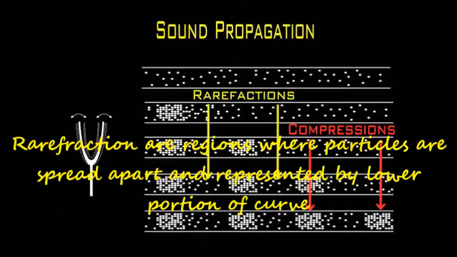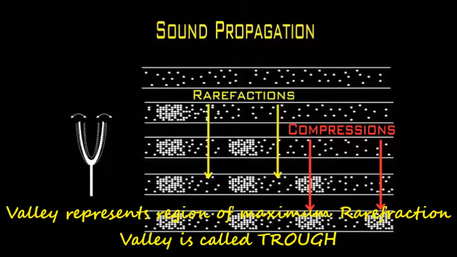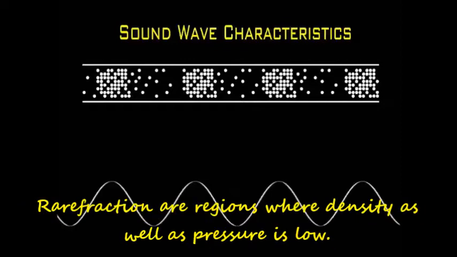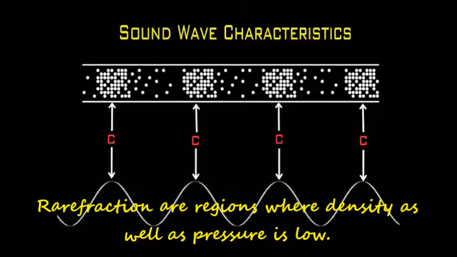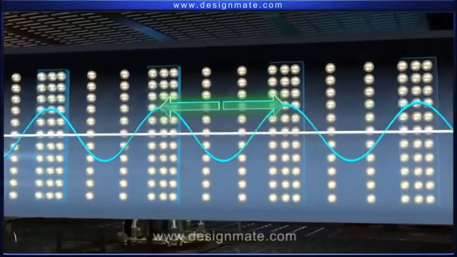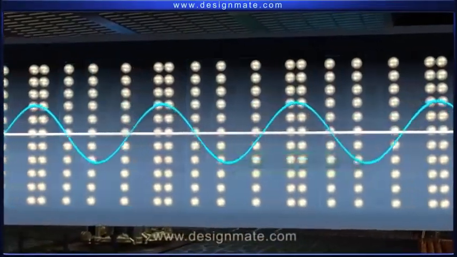There are regions where the particles are compressed together and other regions where the air particles are spread apart. These regions are called compressions and rarefactions respectively. The distance between two consecutive compressions or rarefactions.